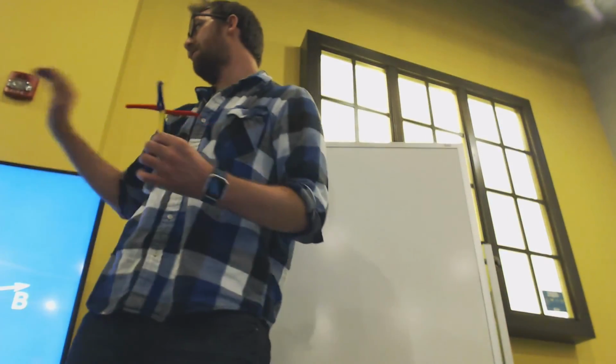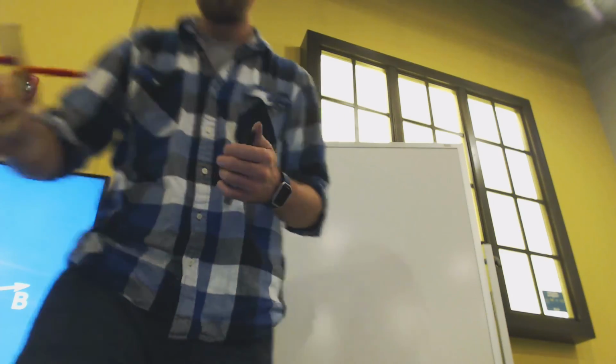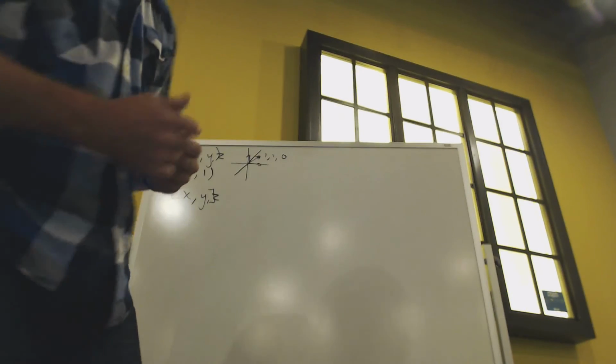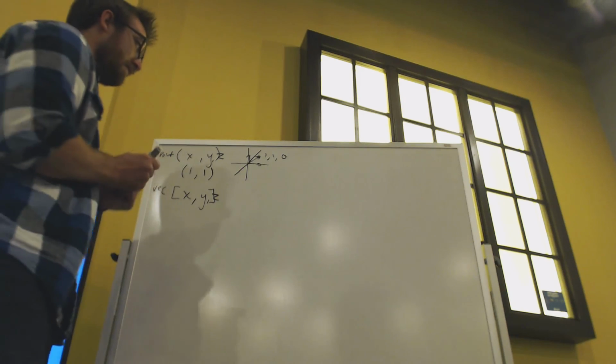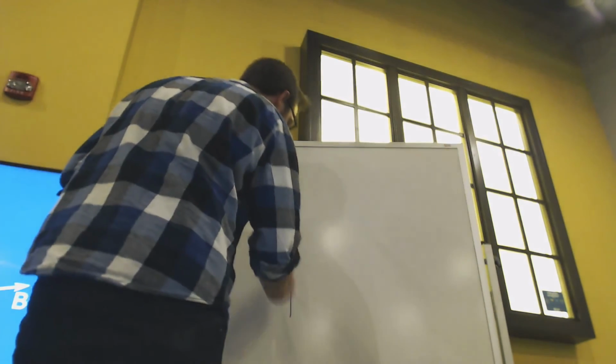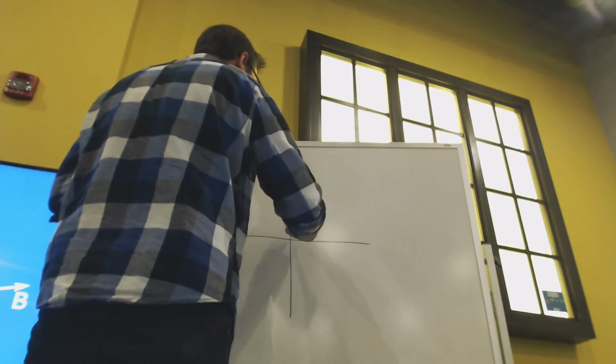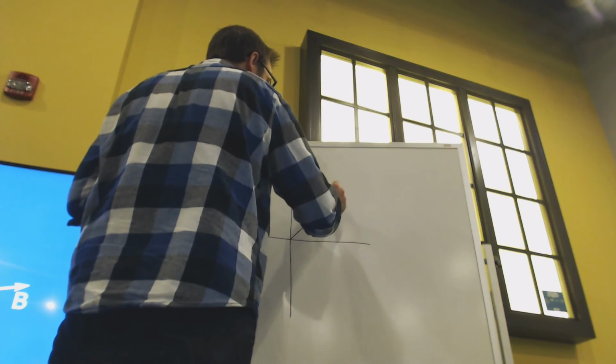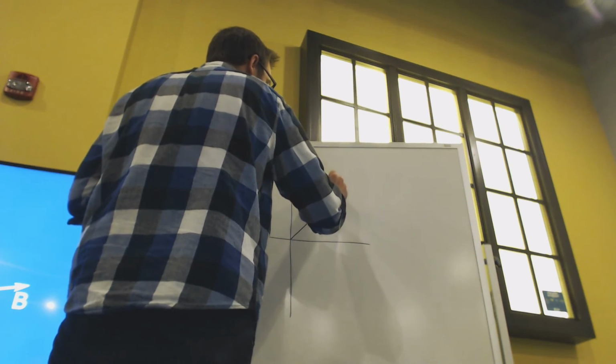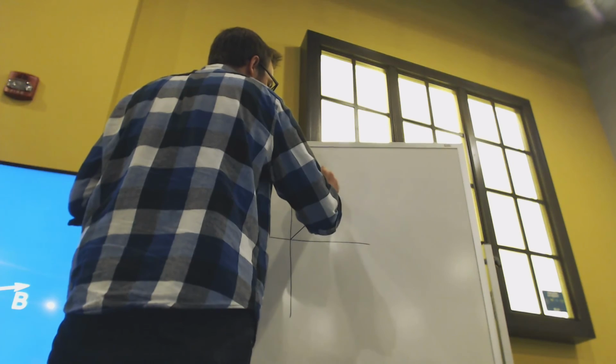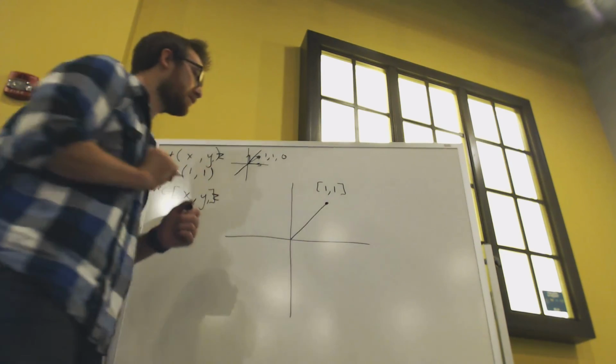Okay, so we got 2D, 3D, and point versus vector. So now we're going to talk about the length of a vector. We're going to make this a little bit bigger. And we're just going to keep it in 2 dimensions for now. And we're going to say that this is a 1, 1 vector.